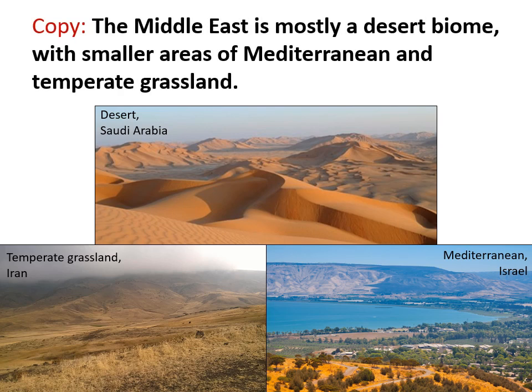So I'd like you to copy this down. The Middle East is mostly a desert biome with smaller areas of Mediterranean and temperate grassland. Just to really make that key point that these are the three. And this is the key bit of information I'd like you to remember. So pause here and copy that down.